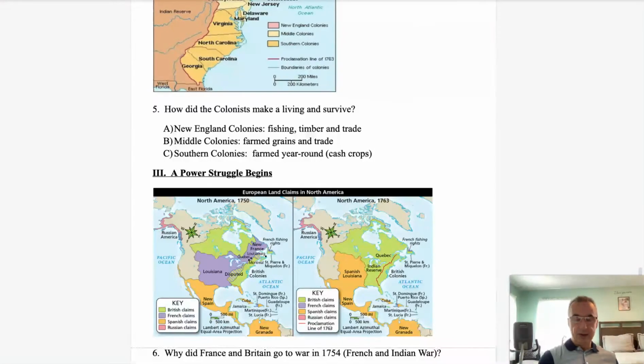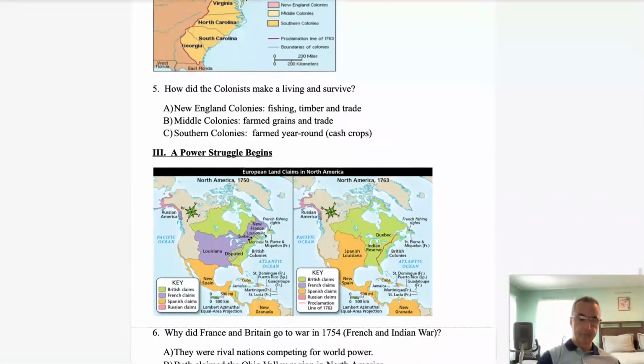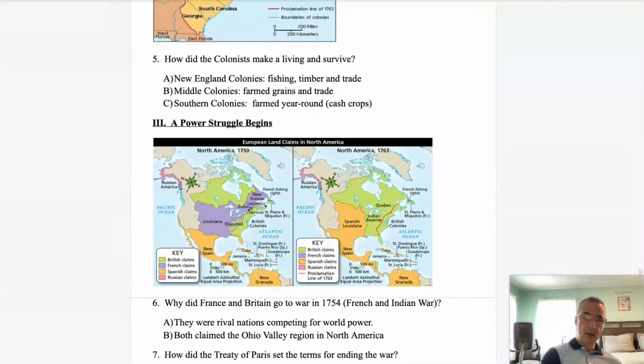And you can see there the different claims that they had over the course of different periods of time in 1750, and how it would change after the French and Indian War in regard to the amount of territory controlled. So naturally, the French and the British are natural rivals competing for world power, and they both claim territory in the Ohio Valley. You can see the French claims shrink significantly from 1750 to 1763, especially in that Ohio River Valley.